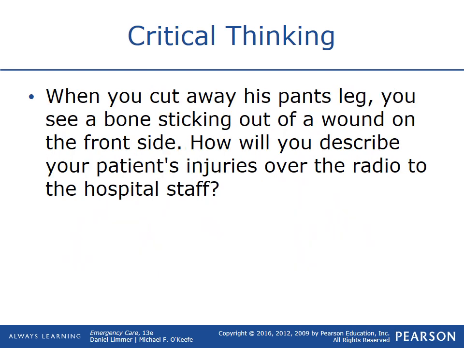When you cut away his pants leg, you see a bone sticking out of a wound on the front side. How would you describe your patient's injury over the radio to the hospital staff? Well, he's got a femur, obviously, if it's the upper leg they're describing, and he's got an anterior bone sticking out. So the femur is sticking out anteriorly on his right or left leg.